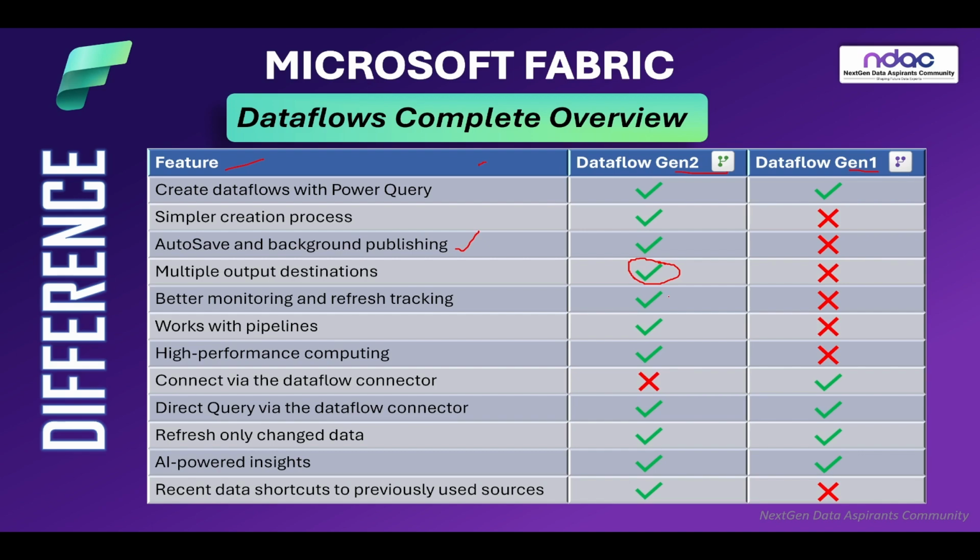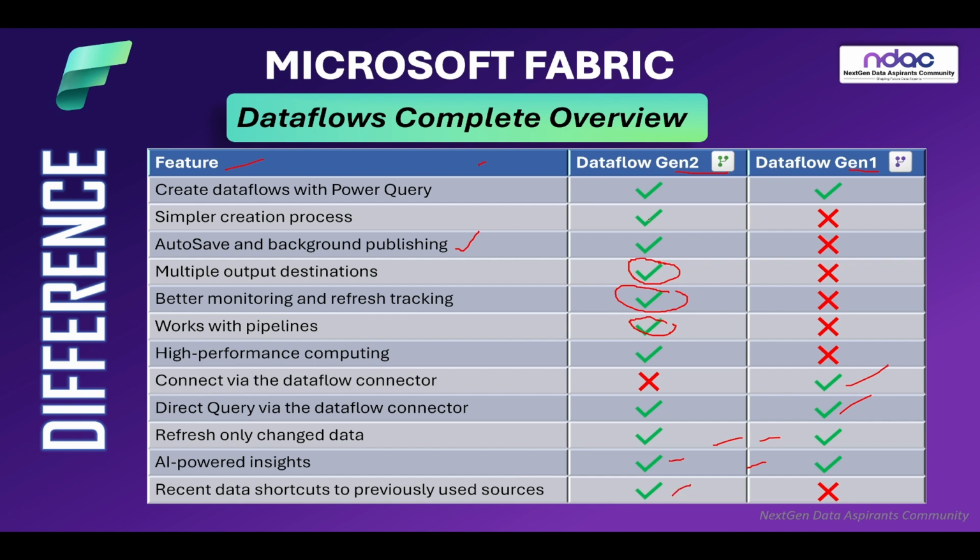Better monitoring and refresh tracking. Yes, here you can schedule the refresh, but there is no option in Gen1. You can call Gen2 directly in pipelines, but not Gen1. And there is some high-performance computing, but the one thing not supported by Dataflow Gen2 is connecting via the Dataflow connector. This is possible in Gen1. Now direct query via Dataflow connector is possible. Refresh only changed data is in both places. AI-powered insight: both Gen1 and Gen2 support the integrated inbuilt AI tool called Copilot. And here you can see the recent data shortcuts and everything.